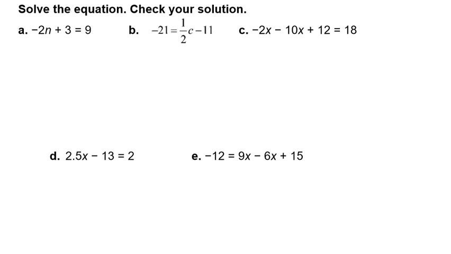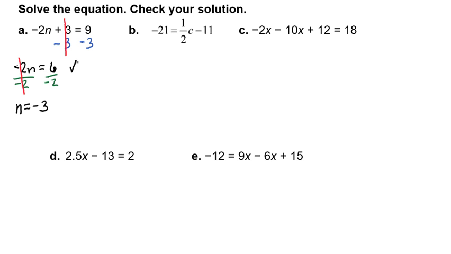And so for our first step, we're going to want to go ahead and get rid of that 3. So we're going to do the inverse of a plus 3, which is a minus 3, and that makes that 3 go away, which leaves us with negative 2n equals 6. Now we're going to get rid of our negative 2, so we're going to divide both sides by negative 2, because right now the negative 2 is being multiplied with the n. So dividing helps that to go away, giving us n equals negative 3.